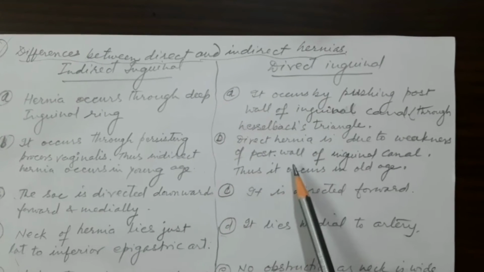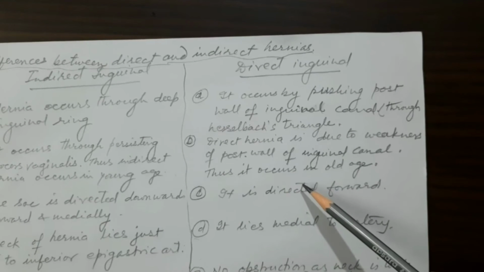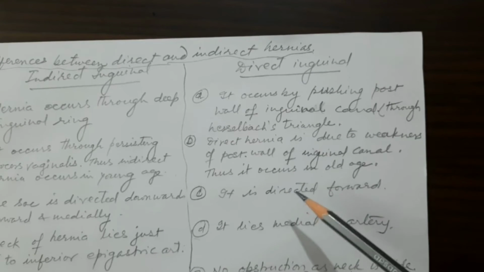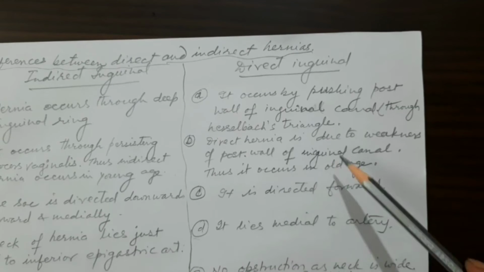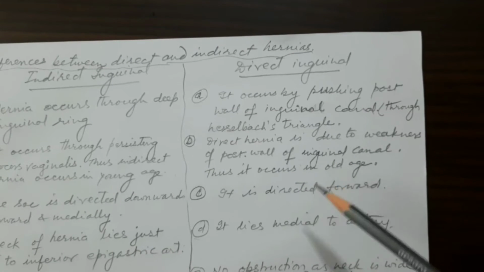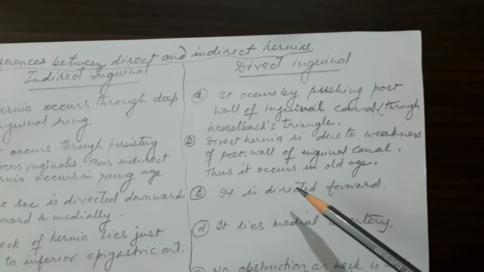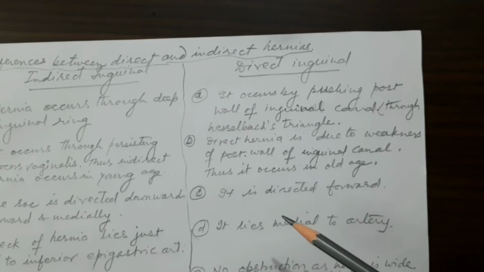Okay, but on the other hand, the direct hernia is not due to the persistence of the processus vaginalis, because the processus vaginalis is what comes through the deep inguinal ring. Here, since it is occurring onto the medial side, through the Hesselbach's triangle, by pushing the posterior wall of the inguinal canal, this occurs naturally if the posterior wall becomes weak.